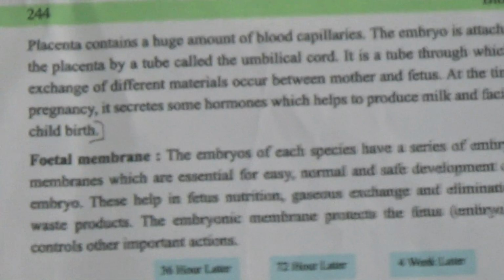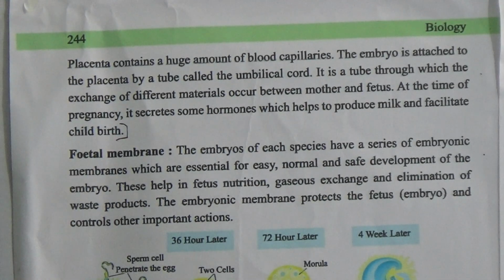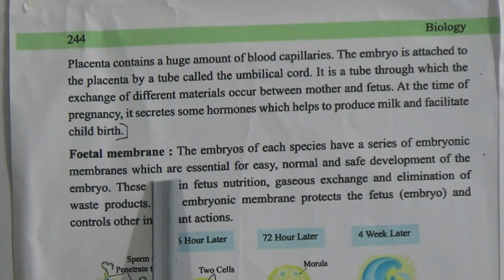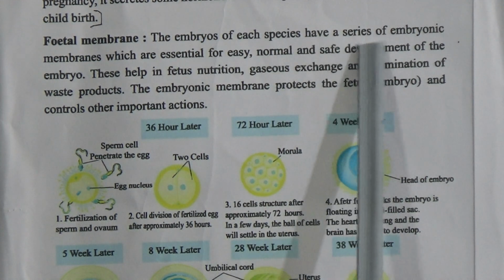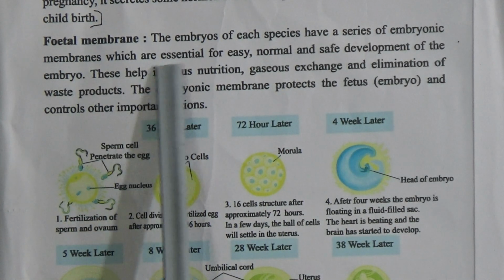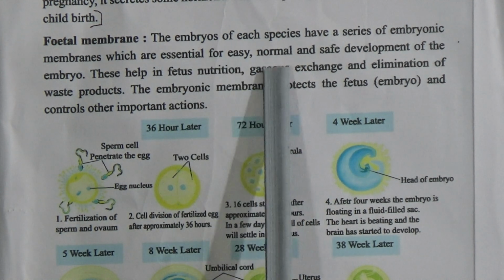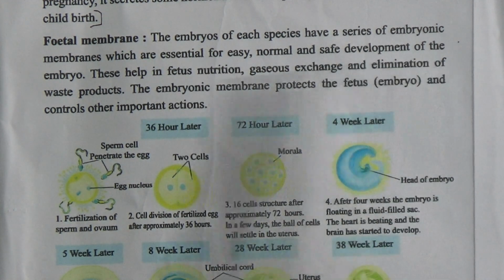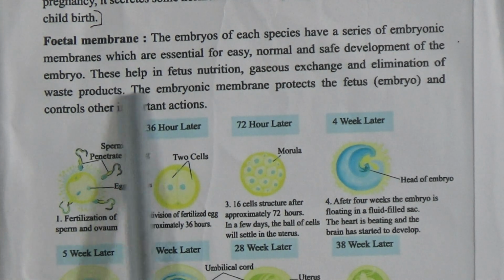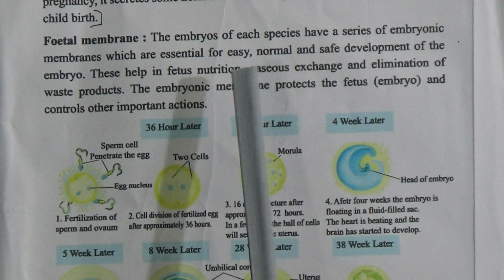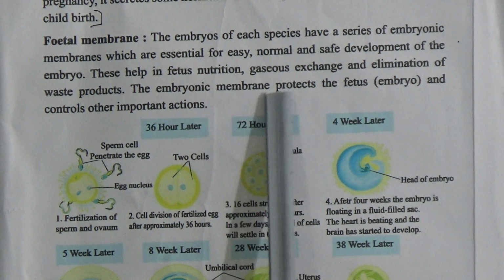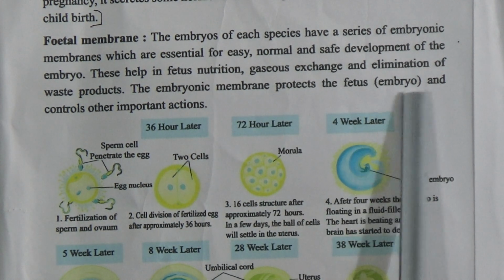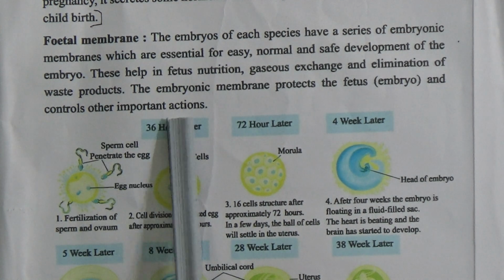Students, this is page number 244, and today we will start from here. Fertile membrane. The embryos of each species have a series of embryonic membranes which are essential for easy, normal and safe development of the embryo. These help in fetus nutrition, gaseous exchange and elimination of waste products. The embryonic membrane protects the fetus embryo and controls other important actions.